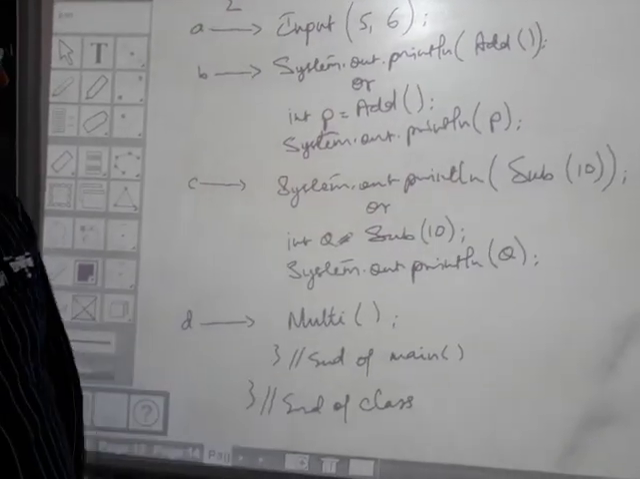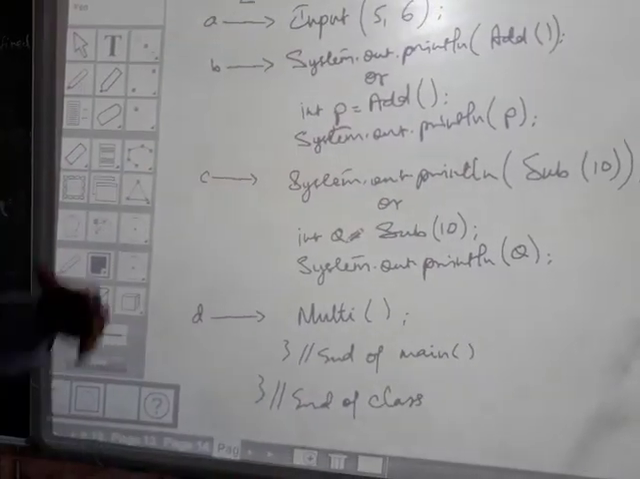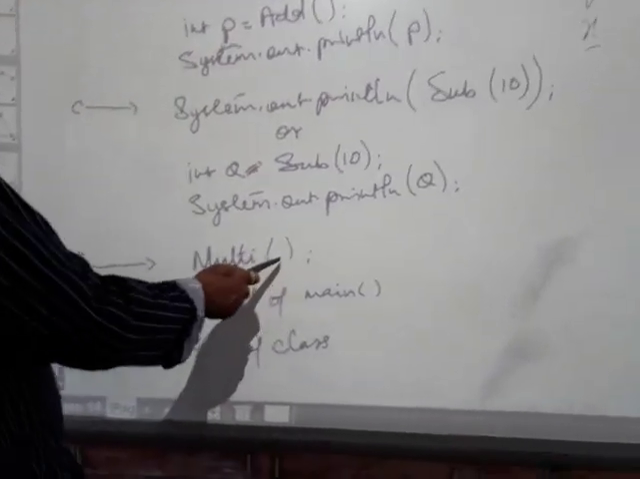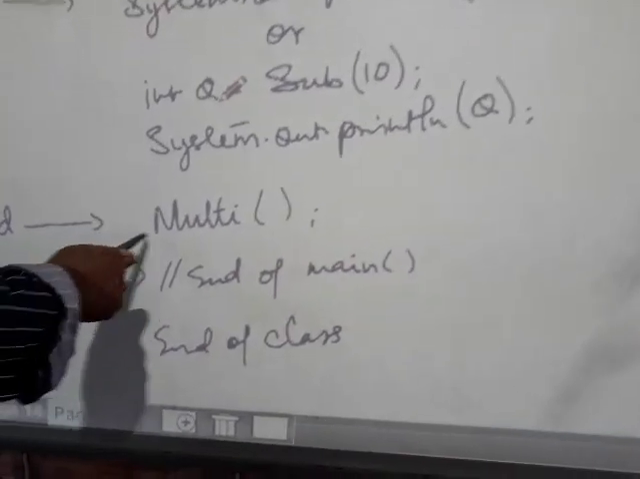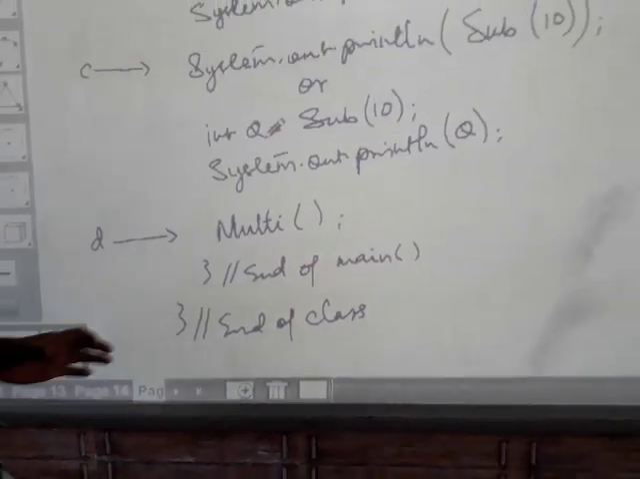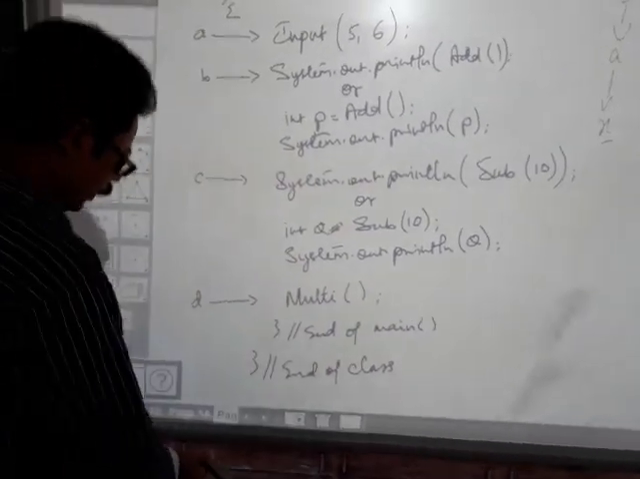Then multi, it is without argument, without return. So as a result, there is no argument, no return. So simply multi() and close. Okay, this is the first one, that is, we are using the main method within the class and without object creation.